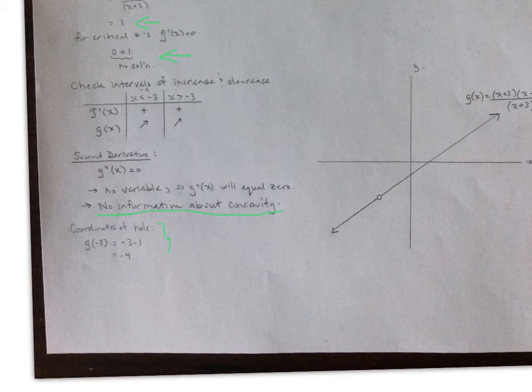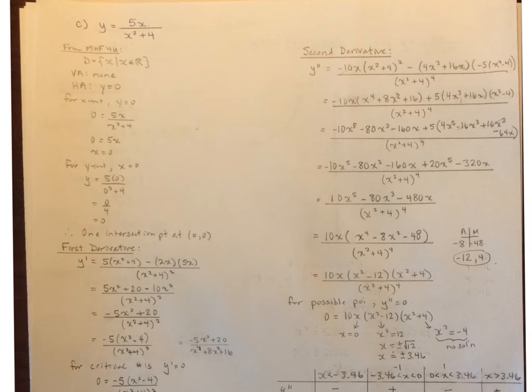I've gotten the coordinates of the hole. I've plotted the hole. I should have labeled that here as (-3, -4). And I've graphed that as my line, and it is a strictly increasing function as my first derivative suggested here. All right, moving to the last example.